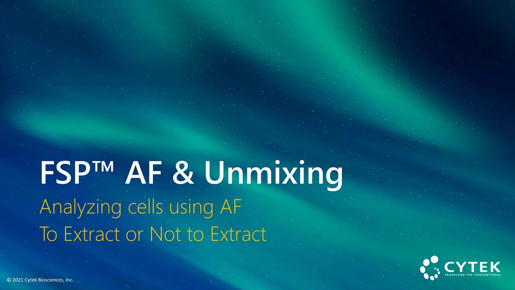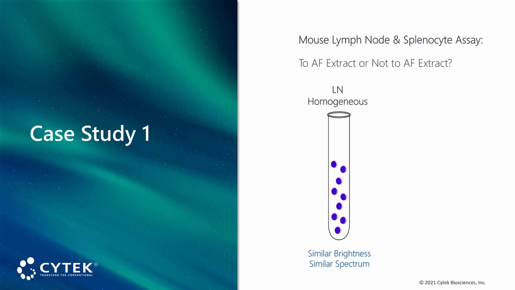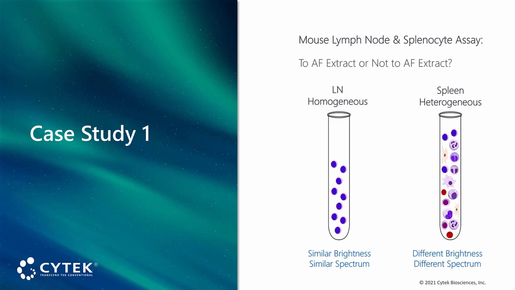We can unmix with autofluorescence extraction, which is recommended for samples with high autofluorescence, or we can incorporate additional autofluorescence fluorochrome tags into our assay to characterize and isolate different populations based on our autofluorescence. So let's begin by discussing some relatively common sample types. We're going to talk about lymph nodes, which are quite homogeneous, and splenocytes, which display a small amount of heterogeneity.